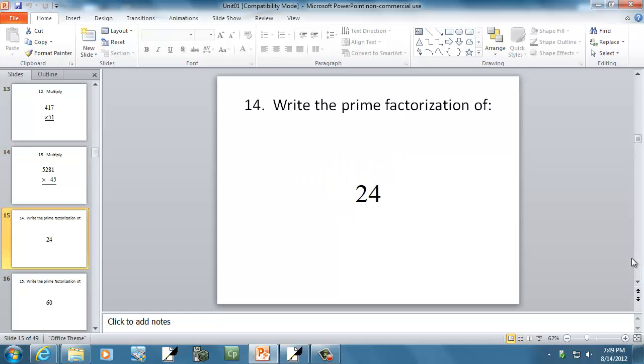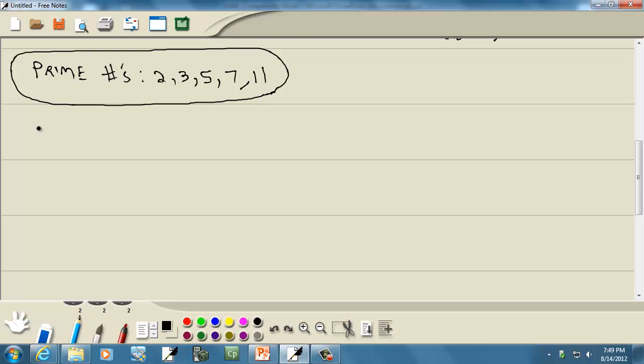Let's take a look at this next problem. It says, write the prime factorization of 24. So we want to break this down such that we rewrite it as this times this times this, with everything being prime. Well, how we do this is we do it with a tree.